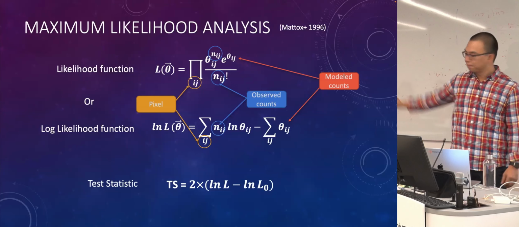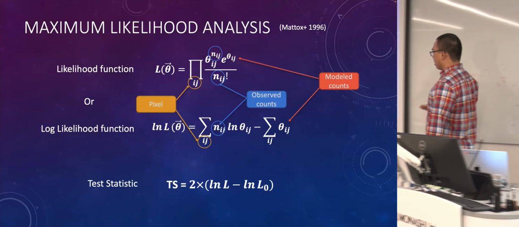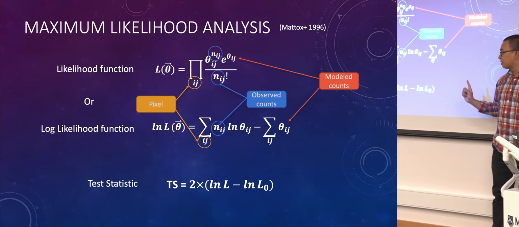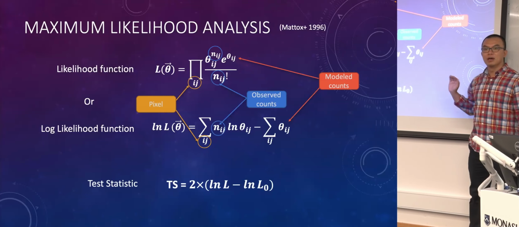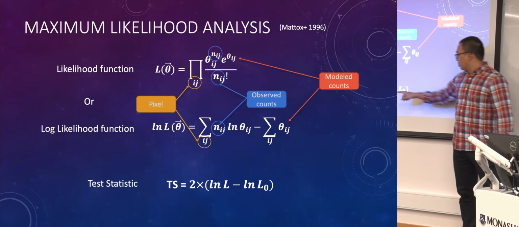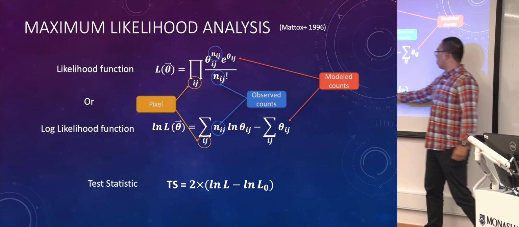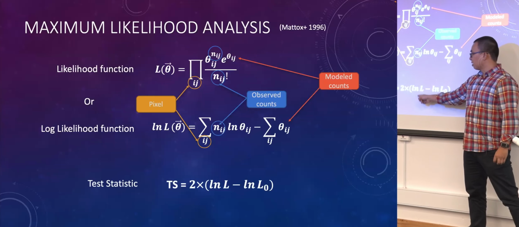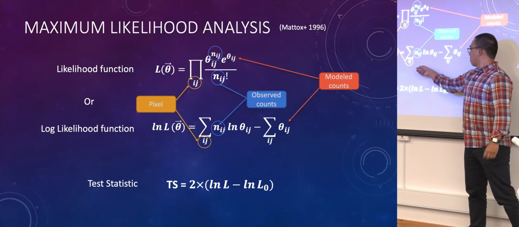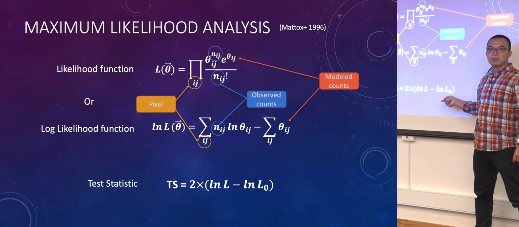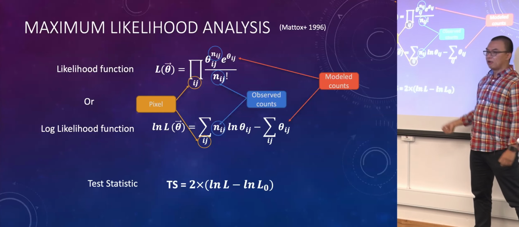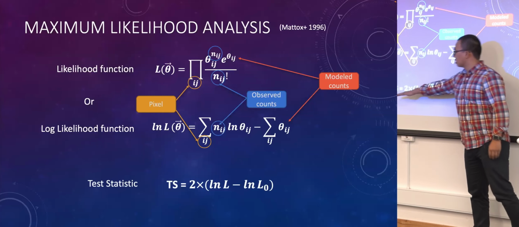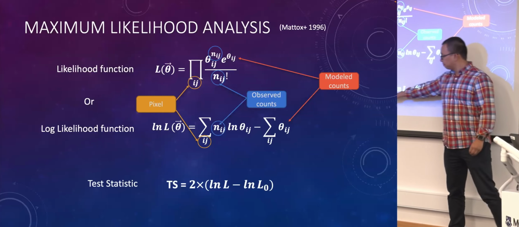It spits out that. And the byproduct of this whole process is that we can define the test statistic, or the TS value, of a source that we're interested in, which is defined here as twice the difference of the maximum log likelihood value subtracted from the log likelihood value of the null hypothesis, meaning if you take that source out of the model completely, you can get the test statistic.